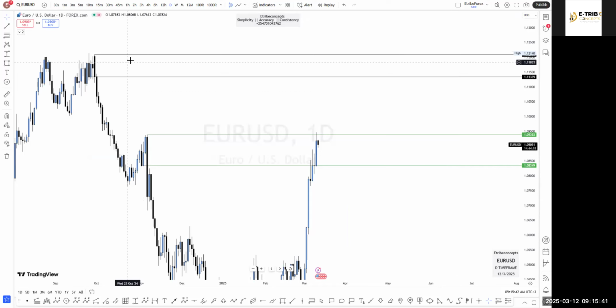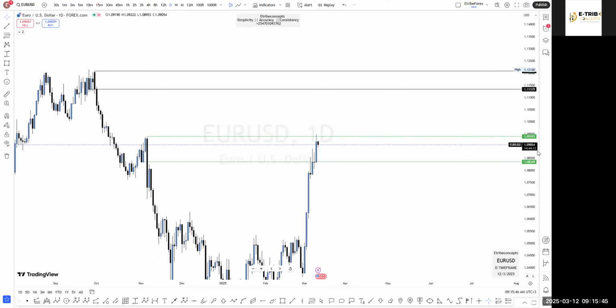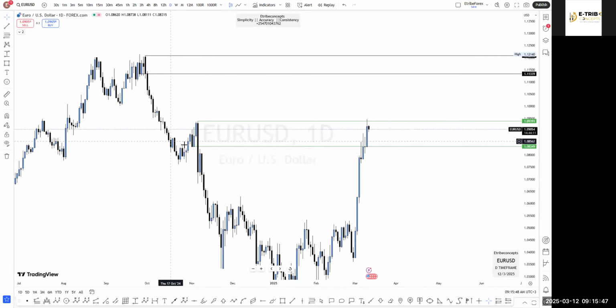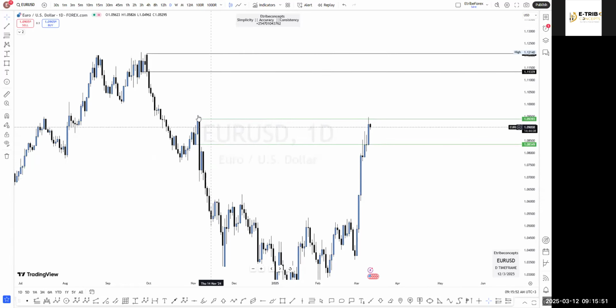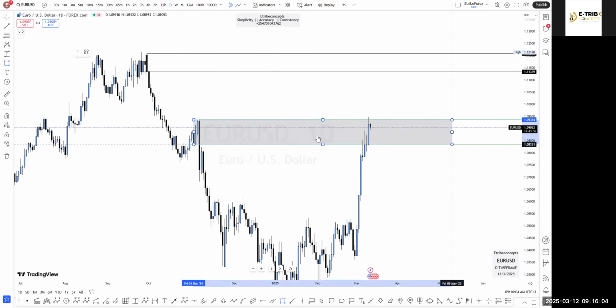So we have that area up there as an area of liquidity from the daily time frame, of course, refined from monthly. Then at the recent zone where we are in terms of price, we have a type of liquidity here, which is type 2. I'm talking about this particular zone.